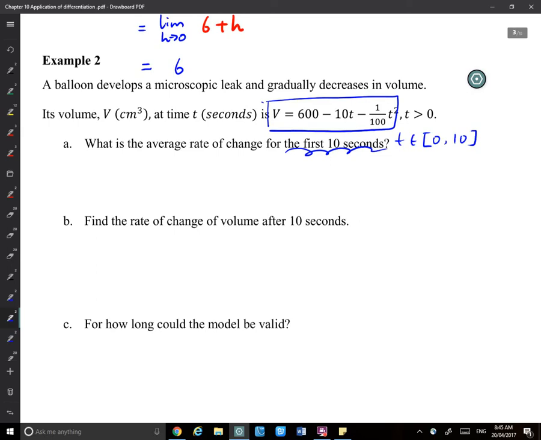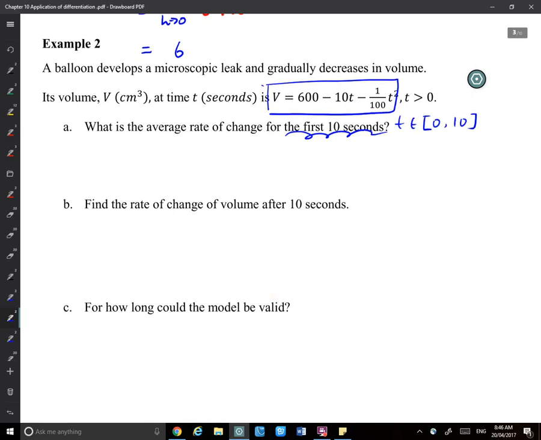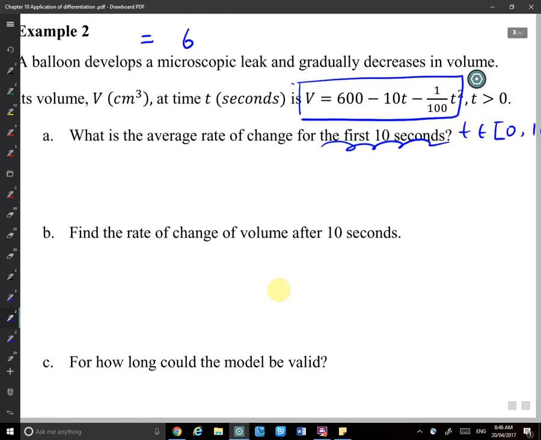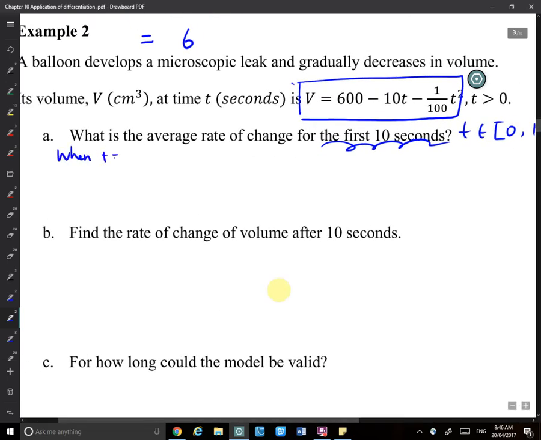For the first 10 seconds, it's actually talking about an interval. You won't always see two numbers. In some cases you can only see one number, but it's actually talking about the interval. Like they always say the first 10 seconds, or the second 5 seconds, like your first 5 seconds, second 5 seconds, from 5 to 10 seconds. So the first 10 seconds is 0 to 10. Find the average rate of change. So you will find when t equals 0, V equals 600.